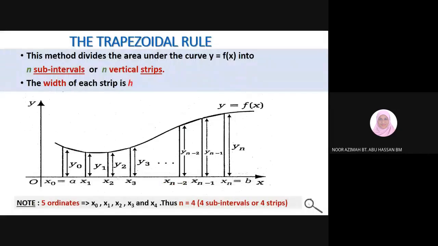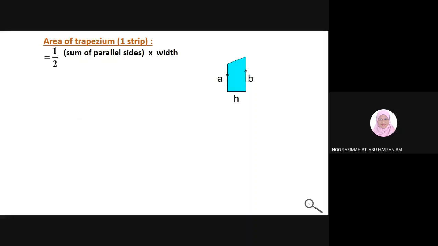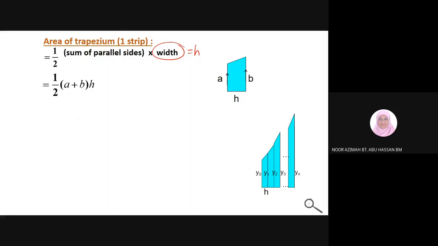To find the area under the curve, we definitely have to use the formula of the trapezium, meaning that to find the area of one strip. So area of trapezium of one strip is 1 over 2 of the sum of the parallel sides times the width. If the width is h, so ni tinggi parallel side yang pertama a, tinggi yang kedua b, so a plus b times half of h. Tapi kita bukan ada satu strip, kita ada banyak strip kan.